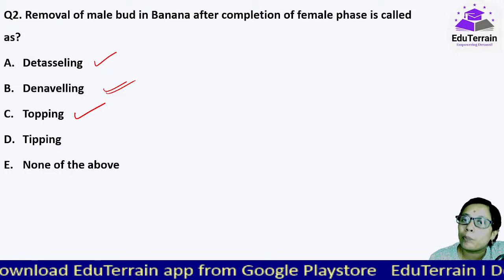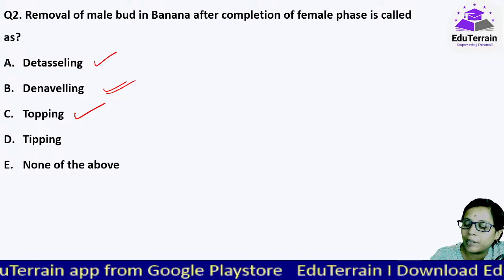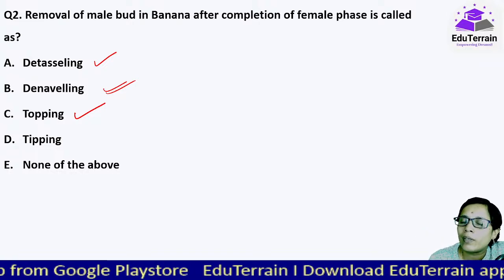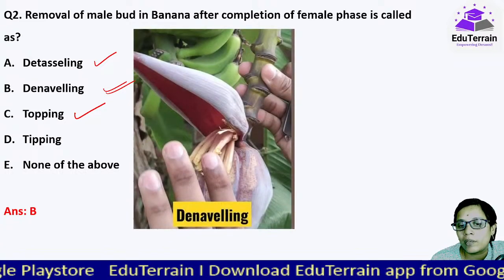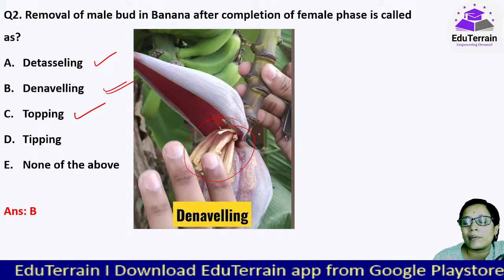Tipping ऐसा कुछ नहीं है, nipping होता है actually. In nipping, chickpea में only the apical bud is removed. Majorly topping and nipping are done for the same objective, to increase the lateral branches. And here we are talking about denavelling. See here, these are the male flowers and these would be removed.